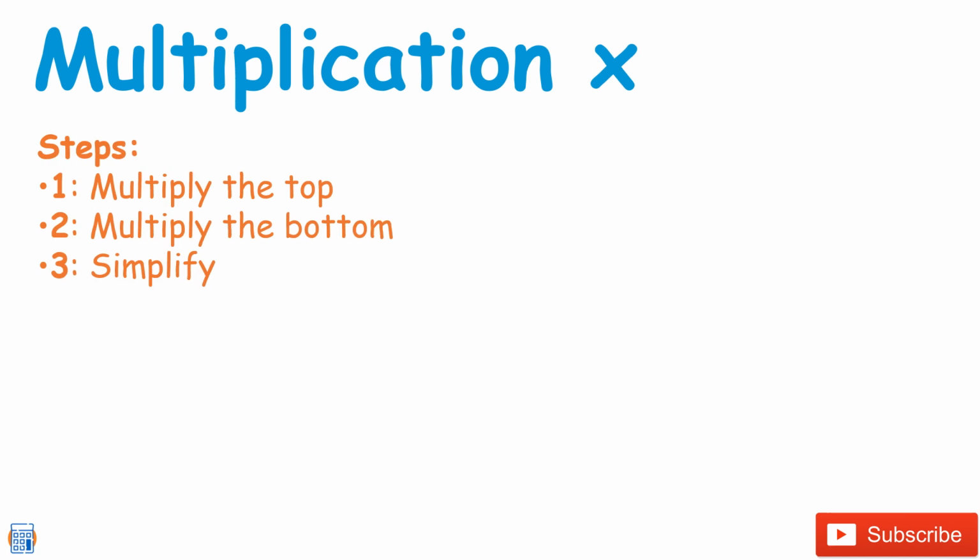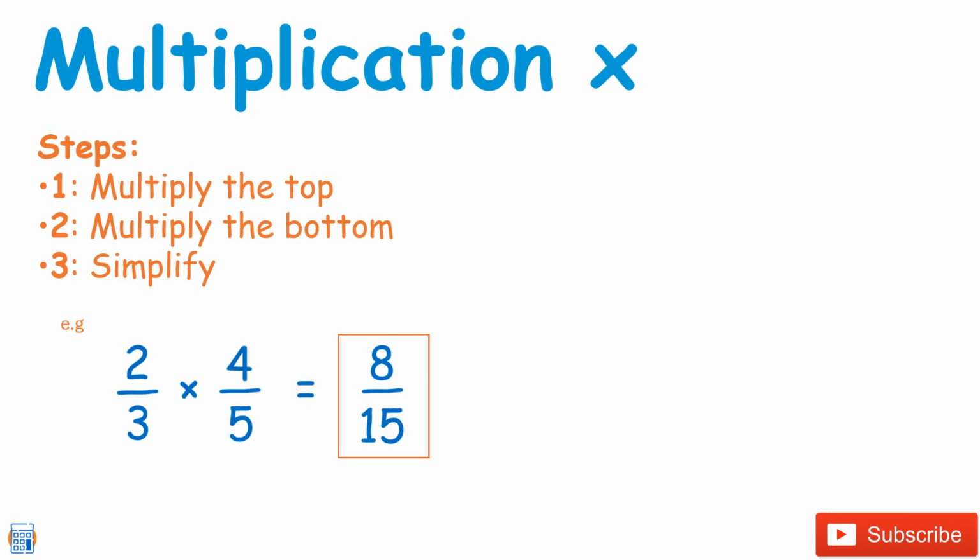Multiplication. So the steps are quite easy. You just multiply the top, multiply the bottom, and then simplify. So if we use 2/3 times by 4/5, you get 8 over 15. Quite simple.